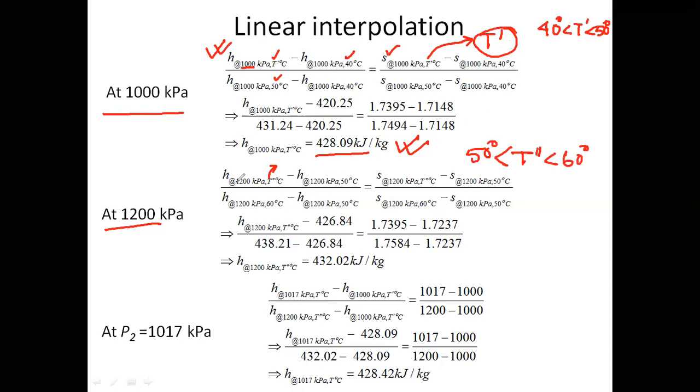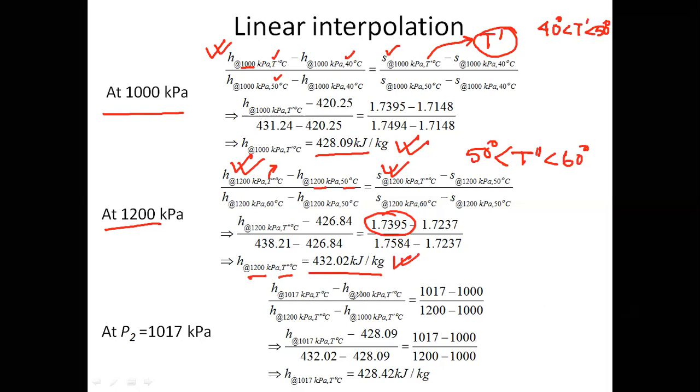Now here it is enthalpy at 1200 kilopascal T double prime degree centigrade minus enthalpy at 1200 kilopascal 50 degree centigrade. 50 degree centigrade is the lower temperature and 60 degree centigrade is the higher temperature. So we are basically interpolating between 50 degree and 60 degree centigrade to determine the enthalpy value corresponding to the entropy value which is known for S2, that is 1.7395. Following the same logic, we calculate this enthalpy at 1200 kilopascal and T double prime degree centigrade to be 432.02 kilojoule per kg that we have already calculated.